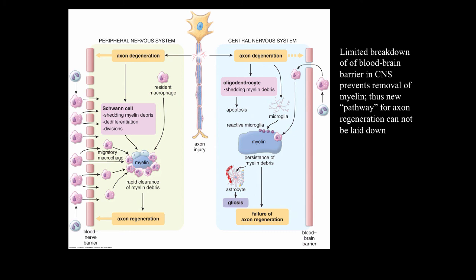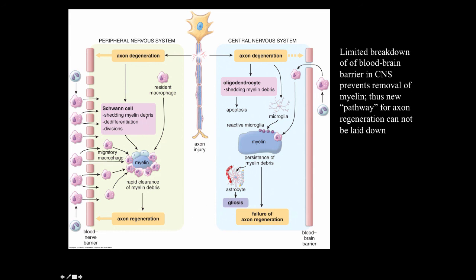And this cartoon just highlights that. On the right is just showing the limited breakdown of the blood-brain barrier in a central nervous system injury. So the microglia, which are in the central nervous system, are going to begin to phagocytize the excess myelin. Because of this limited breakdown, you get limited amounts of macrophages coming in. So in a sense, a lot of the excess myelin remains as the oligodendrocytes undergo apoptosis instead of dedifferentiation. And you form this glial scar. You don't get axon regeneration.